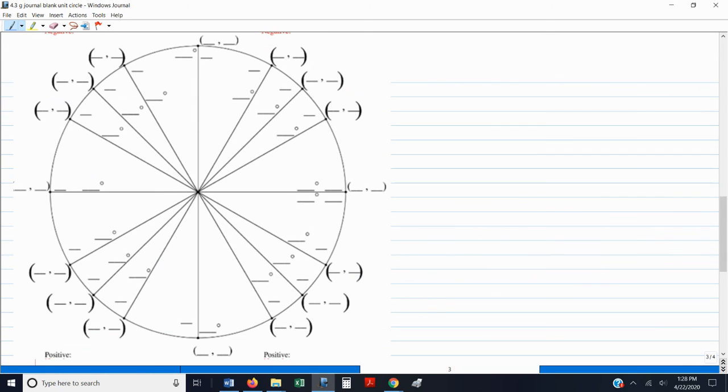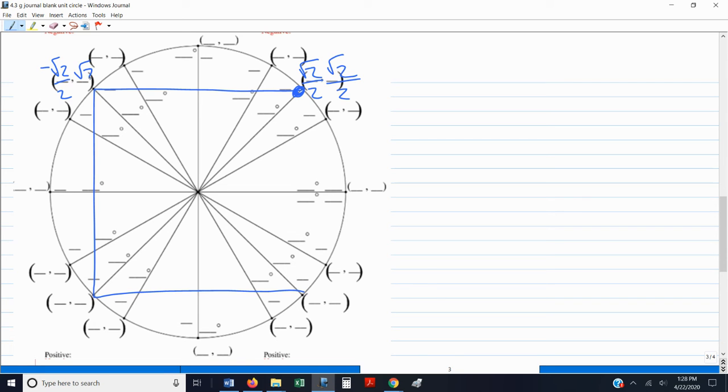The next one we're going to look at is the √2 over 2, √2 over 2, and we're going to trace that around. So we're going to go straight over, straight down, straight over. Quadrant 2, we have negative √2 over 2 and positive √2 over 2. Quadrant 3, negative √2 over 2 and negative √2 over 2. Quadrant 4, √2 over 2 and negative √2 over 2.